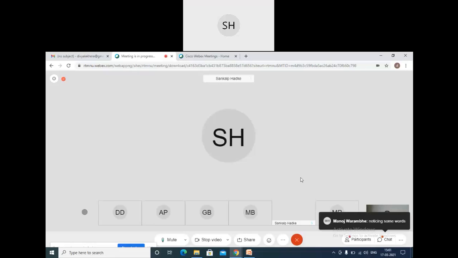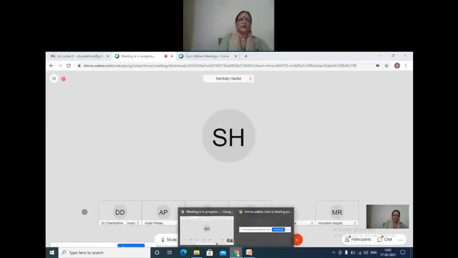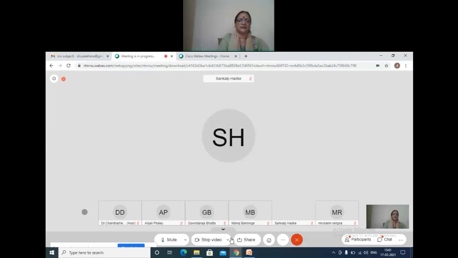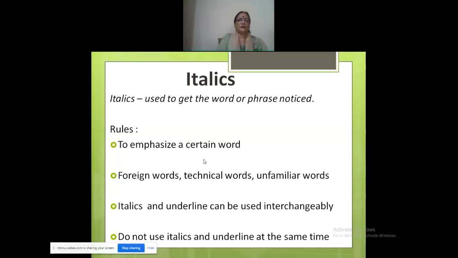Okay. So noticing that some words. So that is the primary function of italics, and that is absolutely true. You want to emphasize, so this is used to get the word or phrase noticed, and sometimes you want to emphasize a certain word.